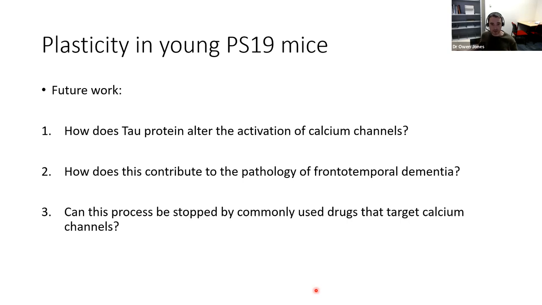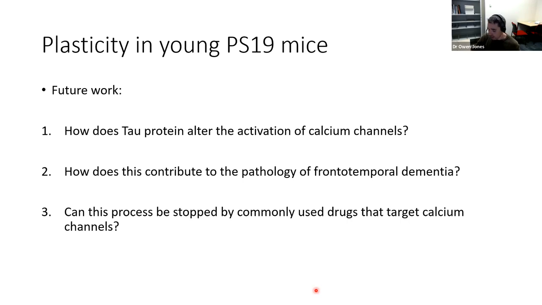And of note here is the fact that many calcium channel blockers, as I already pointed out, are commonly used for other conditions. So we already have many drugs that are available for treating heart conditions, for example, that could, in theory, be used to stop any augmentation of calcium channel signaling in frontotemporal dementia if our results pan out and if we find, as we believe we will, that these calcium channels are driving some of the later pathology.